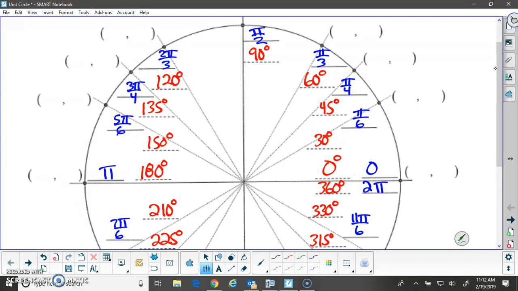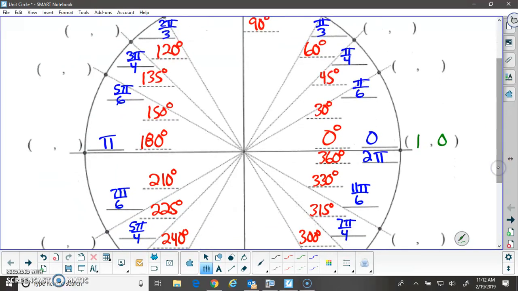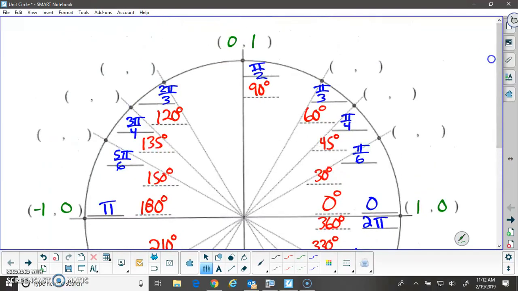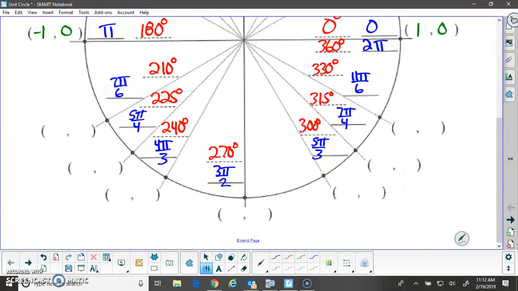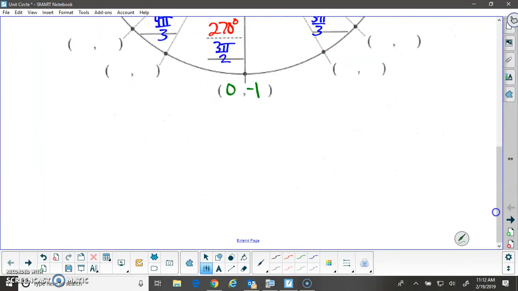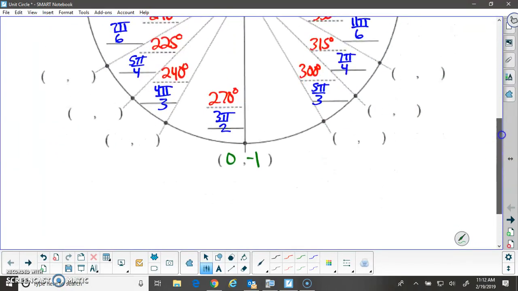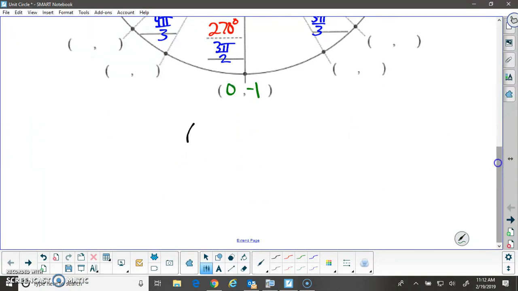Now, we call this a unit circle because every point on this circle is 1 unit from the origin. So this point over here is at 1, 0. On the left, it would be at -1, 0. At the very top, we'd have 0, 1. And at the very bottom, we'd have 0, -1. Now, every coordinate point, x, y, represents the cosine and the sine of that angle.